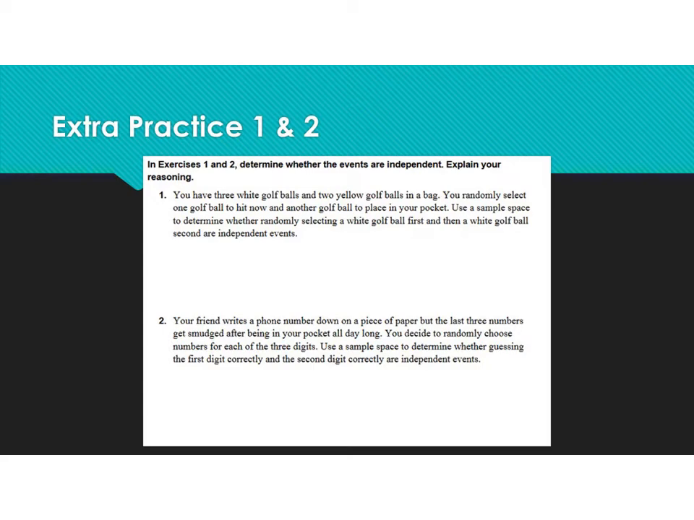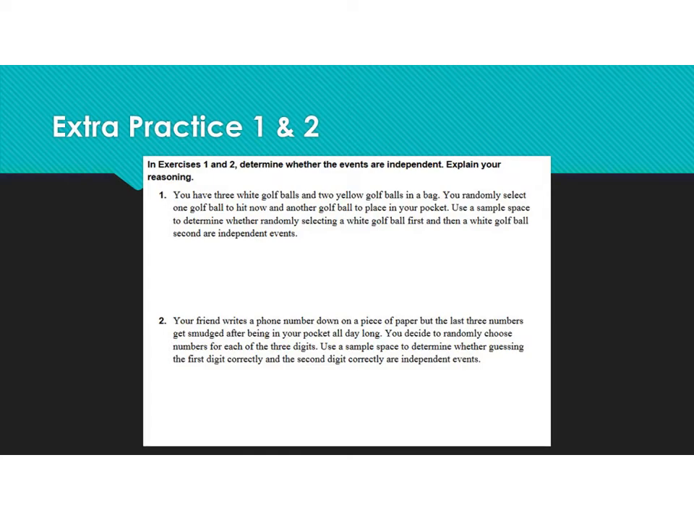Looking at the extra practice, the first one we have is that you have 3 white golf balls and 2 yellow golf balls in a bag. You randomly select one golf ball to hit now and another golf ball to place in your pocket. It says to use the sample space to determine whether randomly selecting a white golf ball first and then a white golf ball second are independent events. The directions only want us to determine if it's independent and explain our reasoning. We could do the whole sample space thing, but let's think through this.